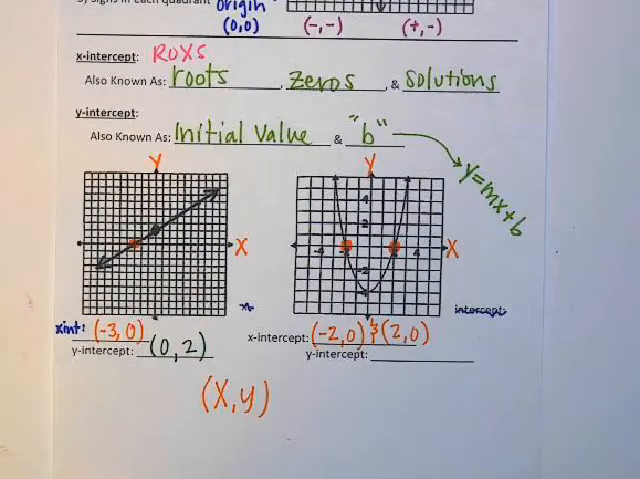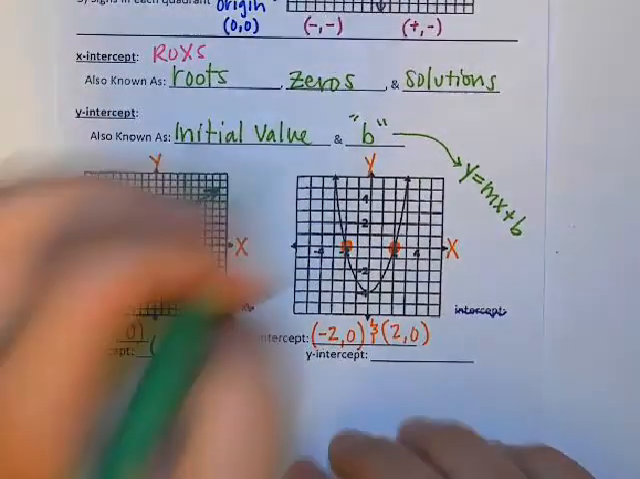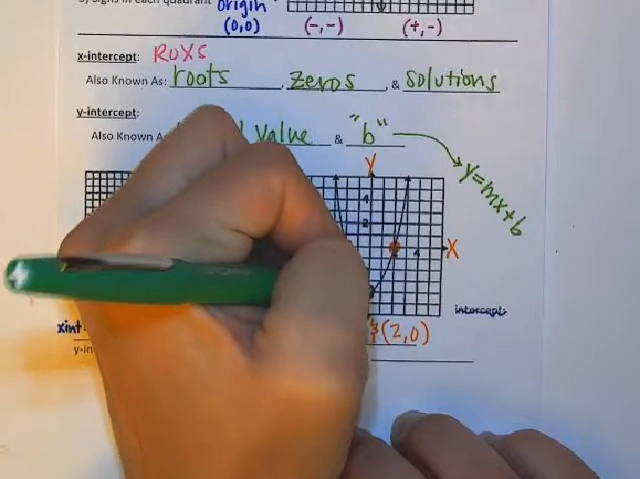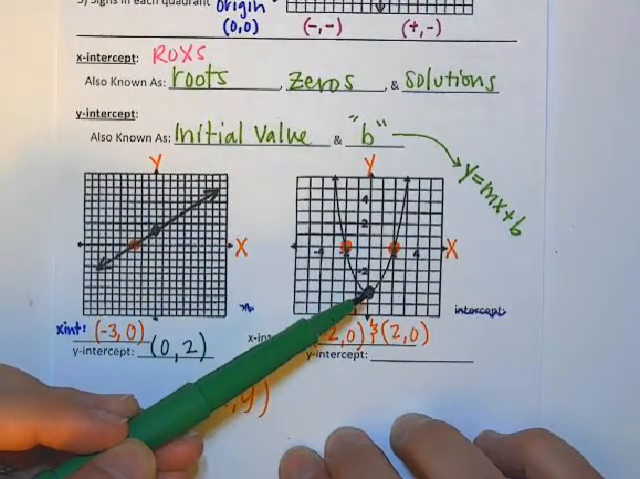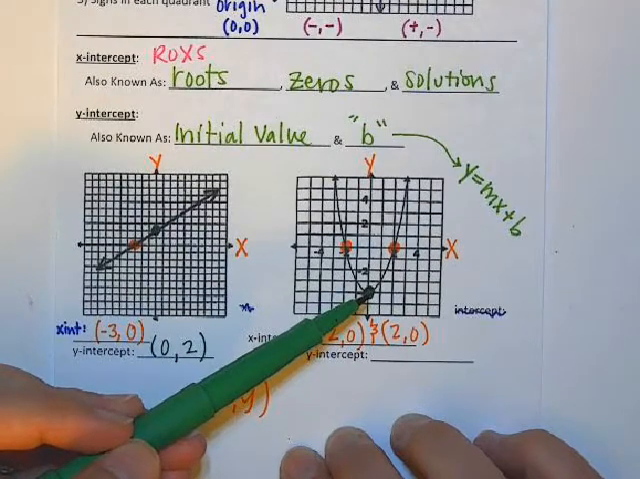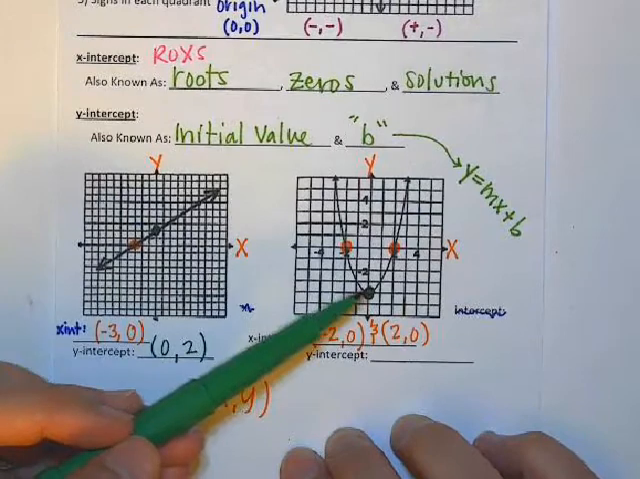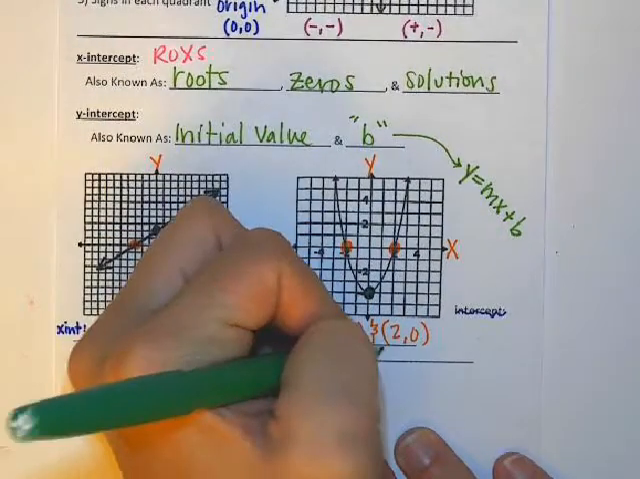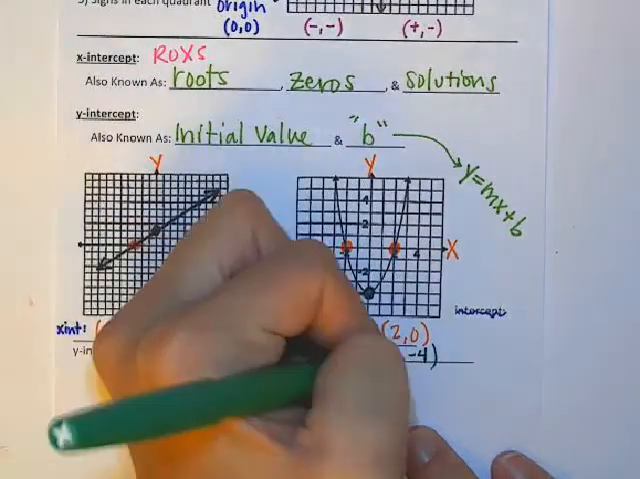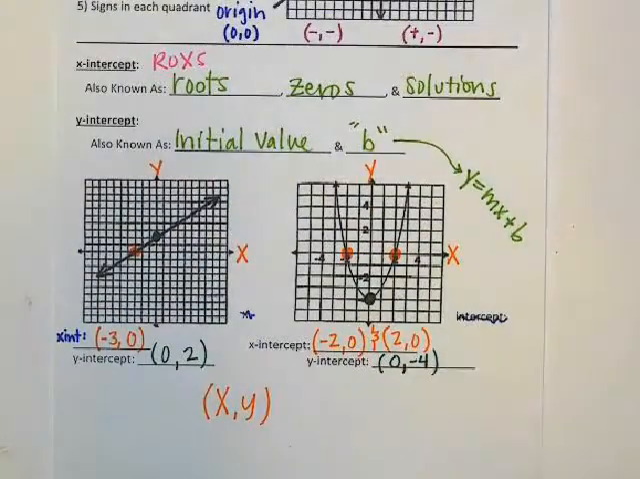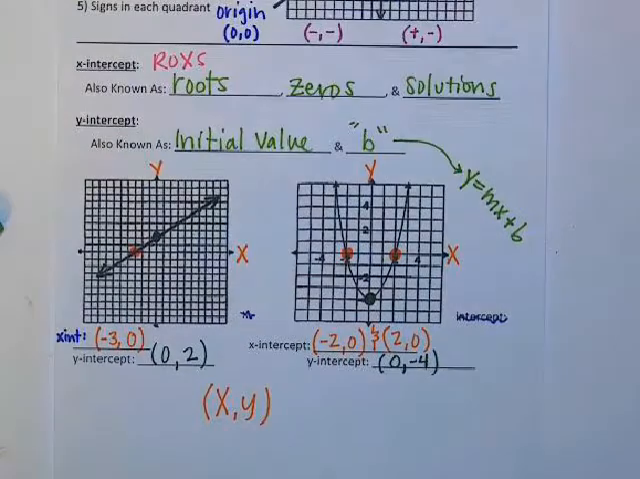My y-intercept. Where does it cross the y-axis? Here. Now I'm talking about the y, so this number is going to go where? In the y spot of the ordered pair. This is negative 4, so that would be negative 4 in the y spot, and 0 in the other one. Any questions? No.